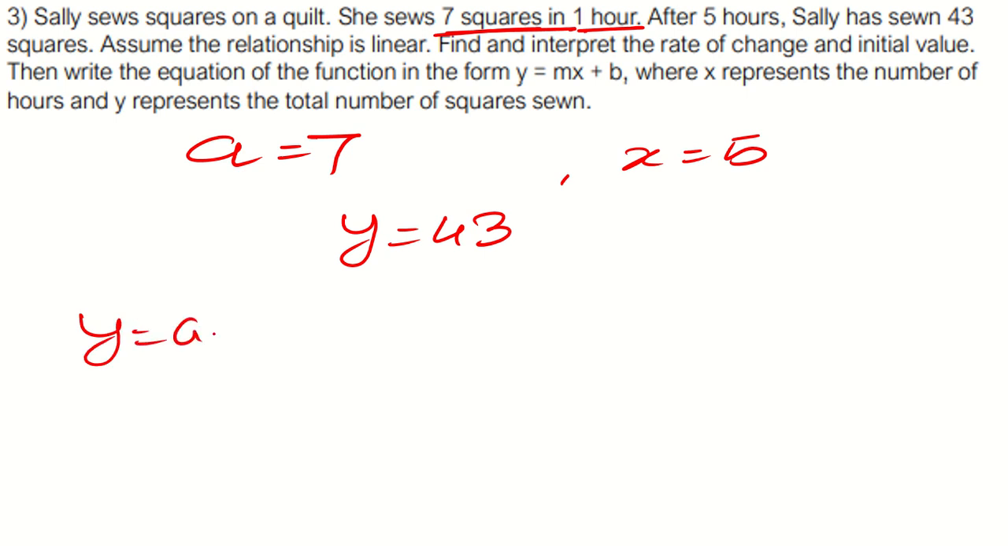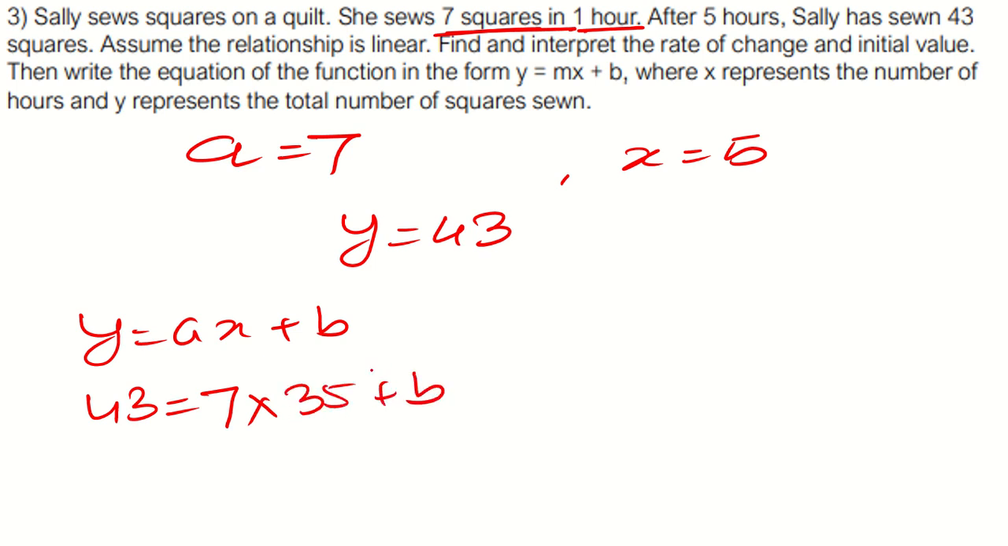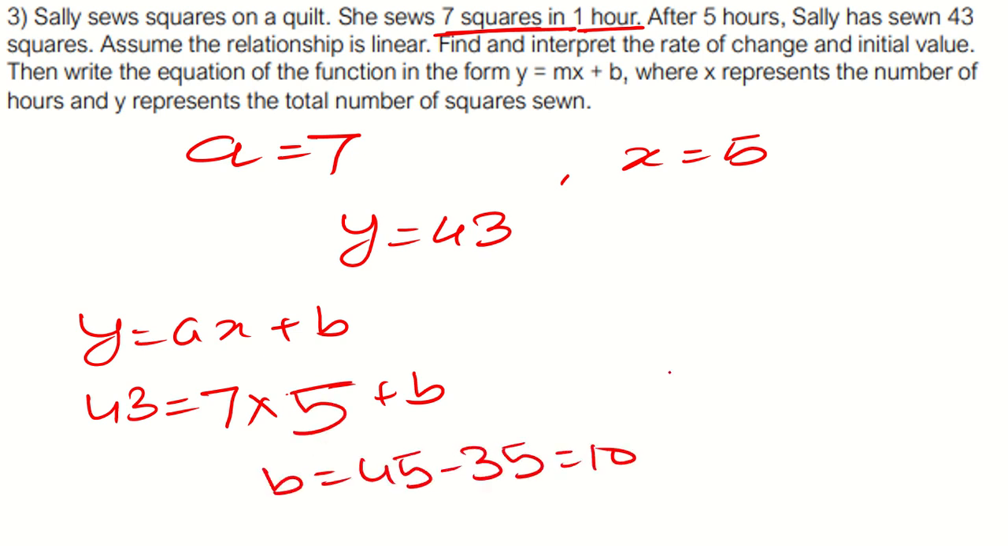So y is equal to ax plus b is the formula. Y is 43, a is 7, x is... oh, x is not 35, it is 5. So b is equal to 45 minus 35, which means 10. So what's the answer? Y is equal to 7x plus 10. This will be the value.